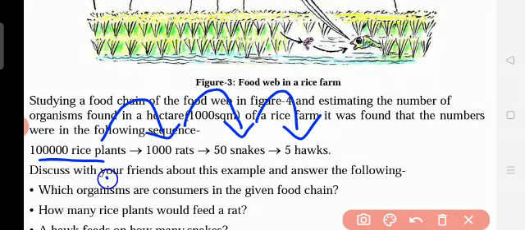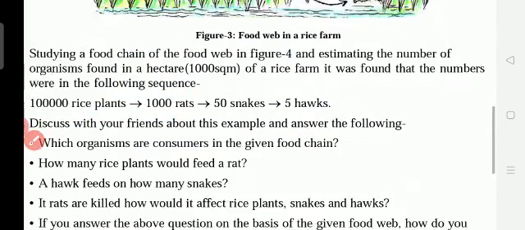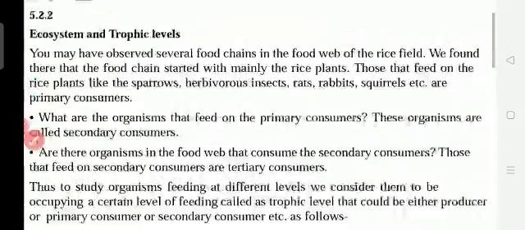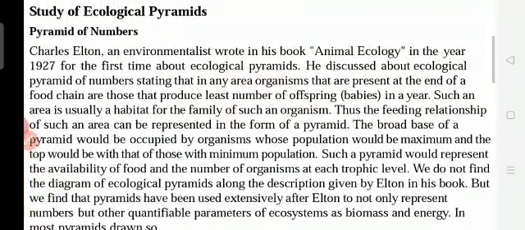So here, listen, rice plants are eaten by the rats. The last one in the food chain only produces fewer offspring, that means fewer children. Rats can give so many. And snakes, after the snake, hawks. Those at the end of the food chain produce fewer offspring, that means babies, in a year.